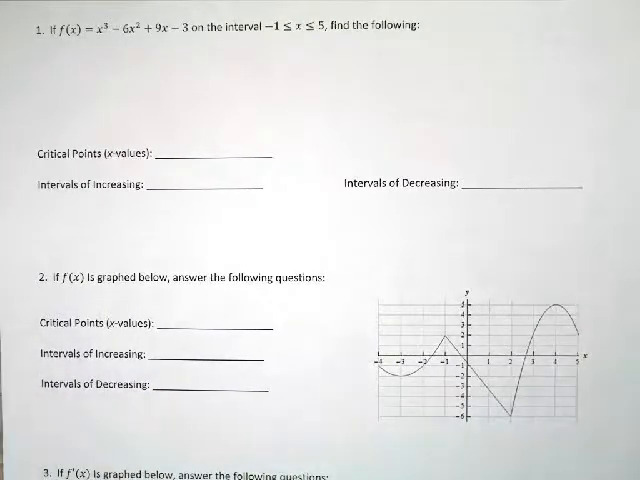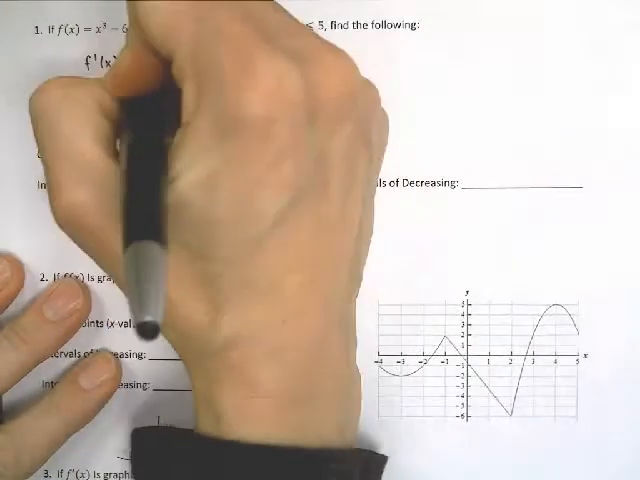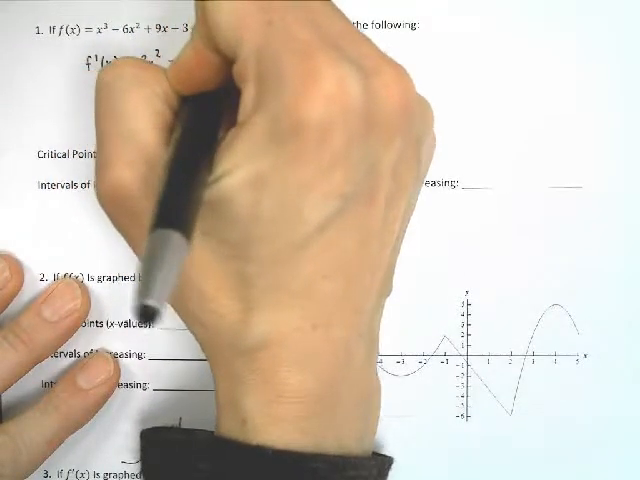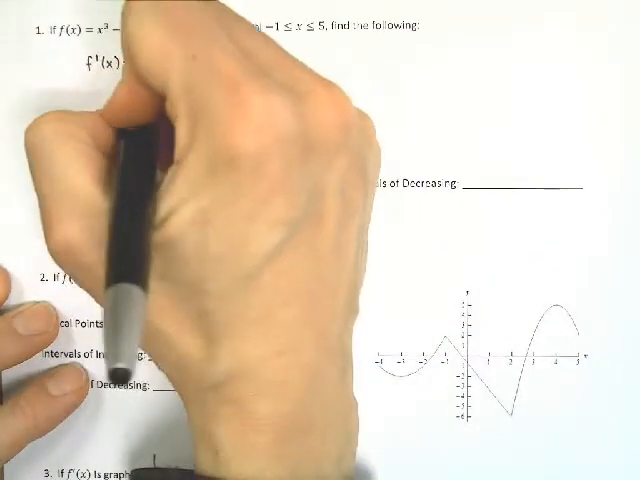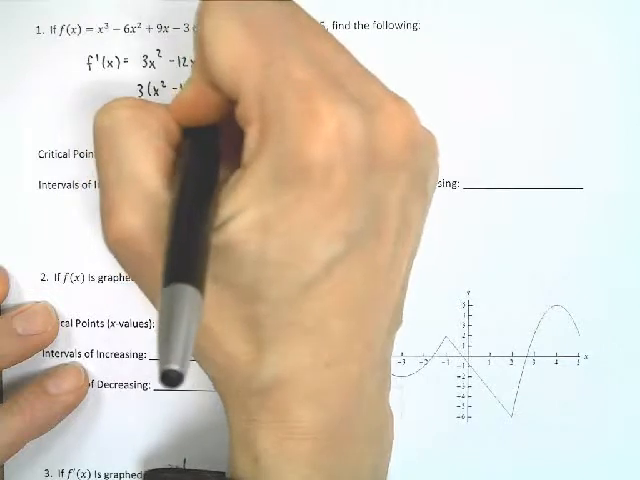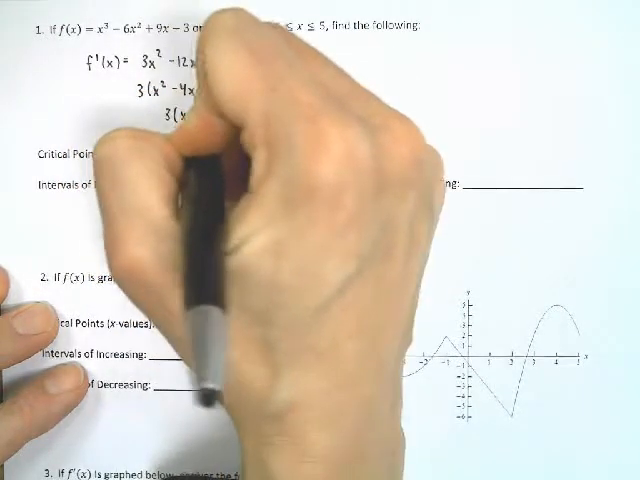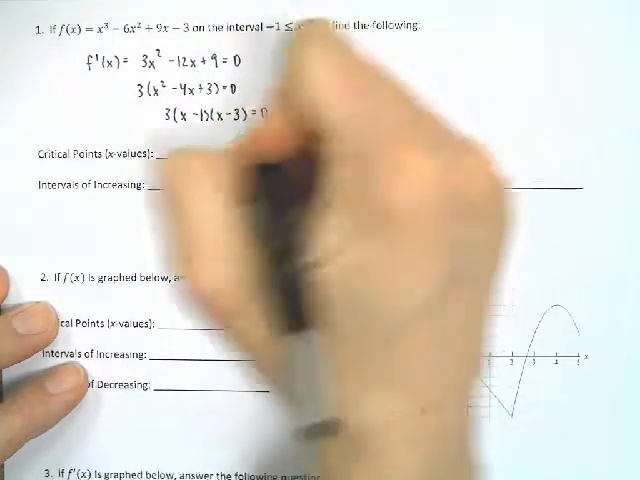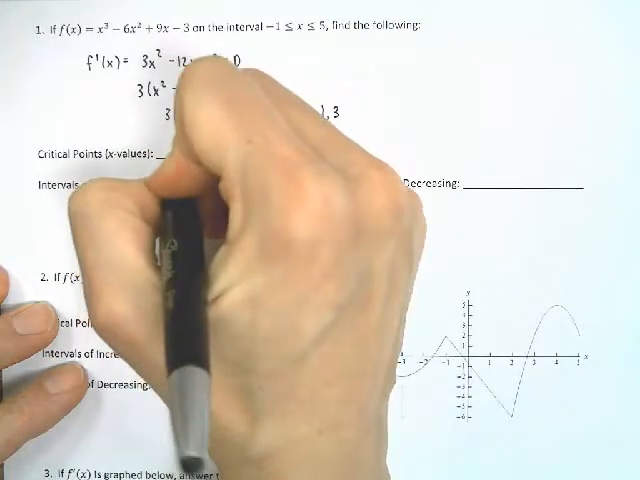The first thing I know I have to do is find the derivative, f prime of x. And I know that's going to be 3x squared minus 12x plus 9. I'm going to find out where that's equal to 0. So to make my life a little easier, I'm going to factor out a 3. And then this is going to factor nicely for us, x minus 1 times x minus 3. So now I know my critical points are at 1 and 3.